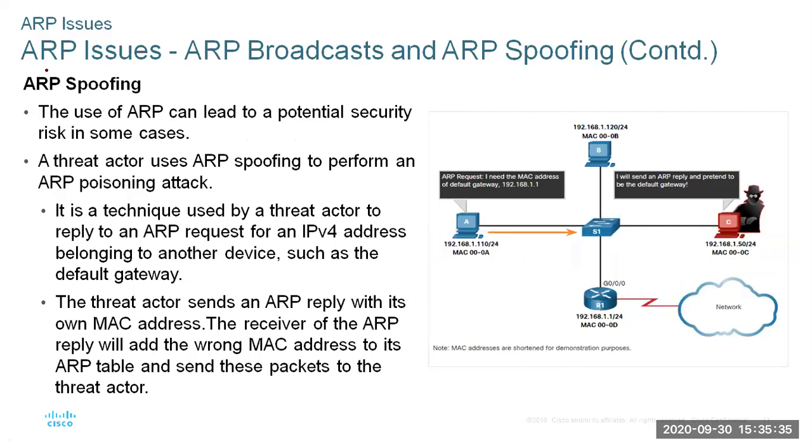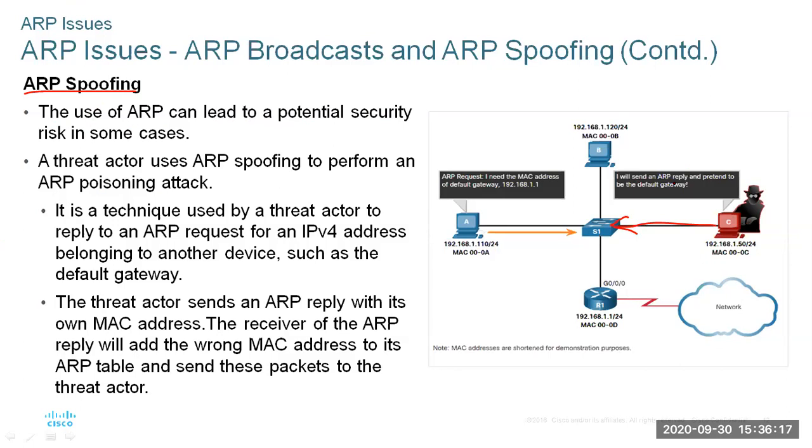Now, another issue that is bound to happen, apart from broadcast storm, is ARP spoofing. When we say spoofing, spoofing is like trying to be someone that you are not, picking somebody's name or MAC address and claiming to be them. Spoofing is a security breach, an issue in security. So the use of ARP can lead to a potential security risk in some cases, because somebody might hack into your switch and then try to generate an ARP.